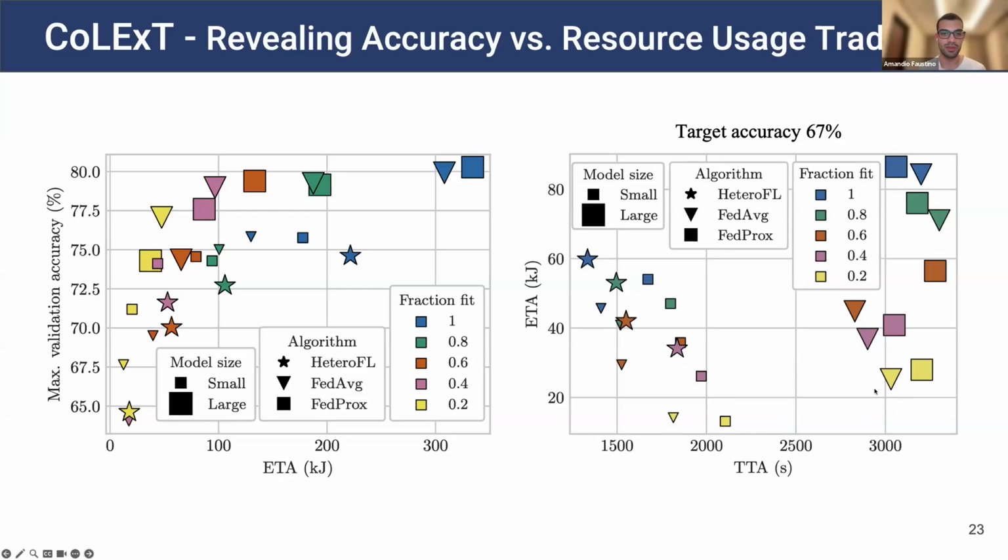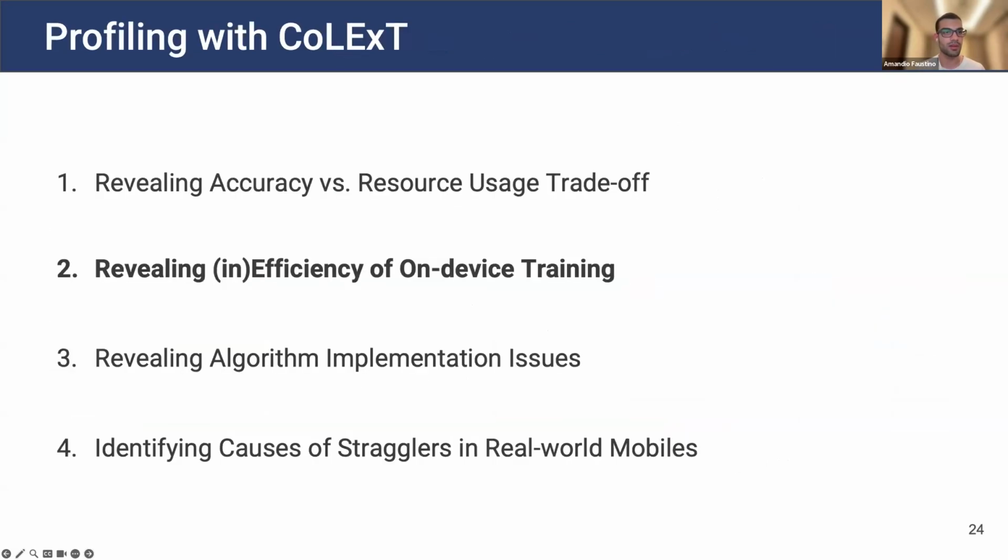But this can shift, and we might find that some configurations using all the clients can be very fast and use a lot of energy, but maybe the algorithm and the devices are willing to pay for this. Bottom line, by looking at these values, we can get a better understanding as to how these different algorithms balance out the speed and energy efficiency, which can be interesting. Okay, so that was the first one.